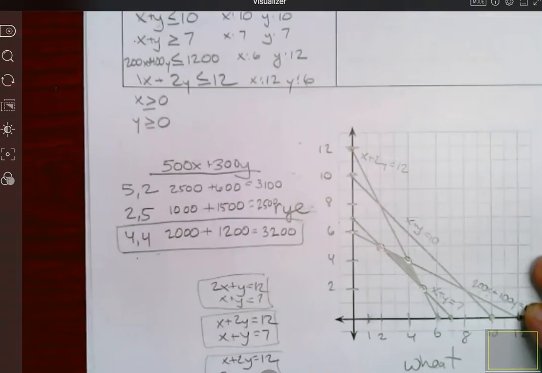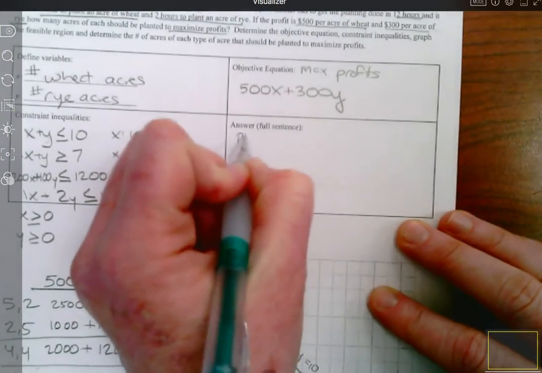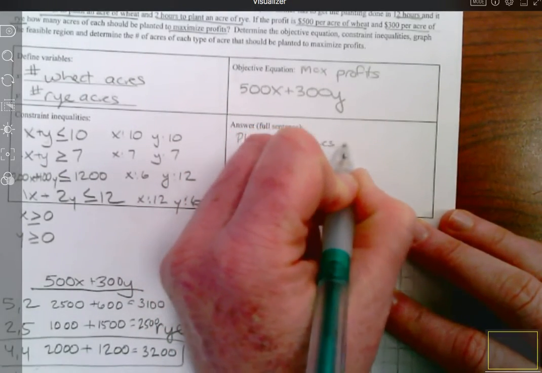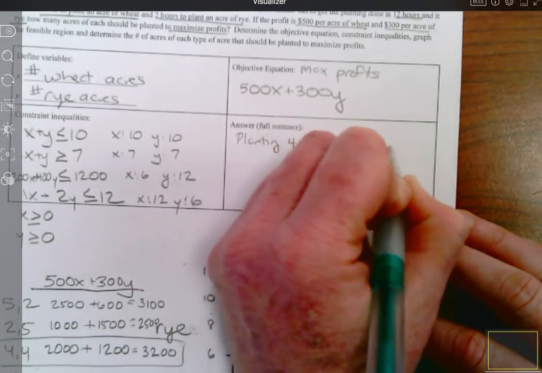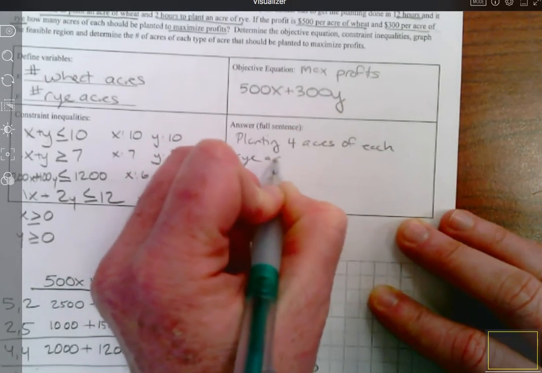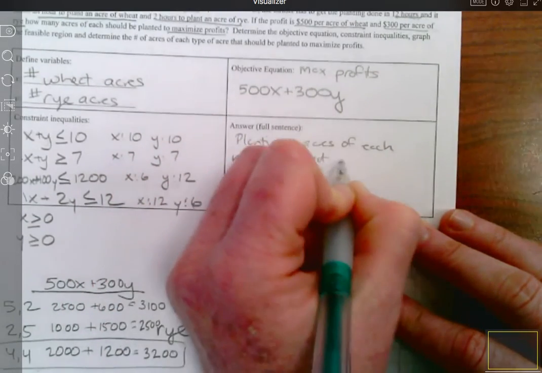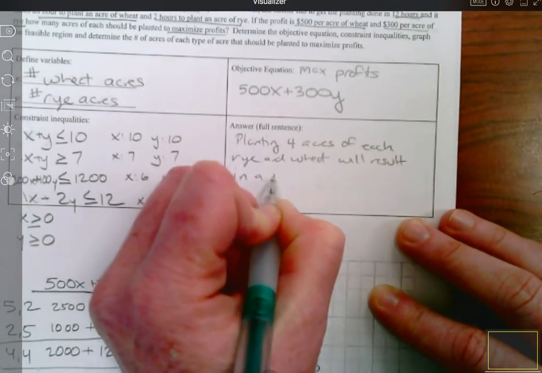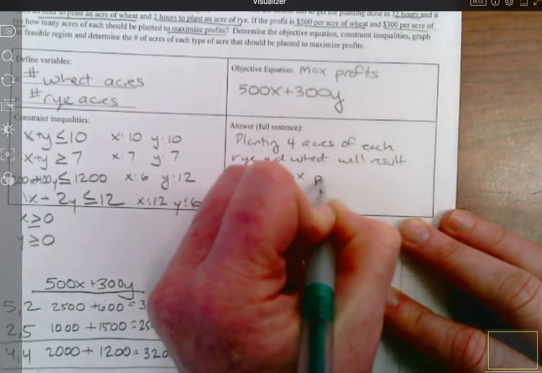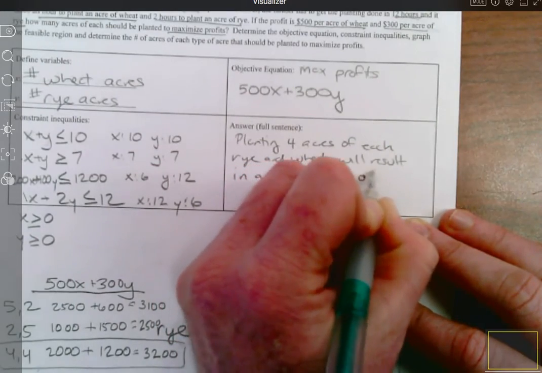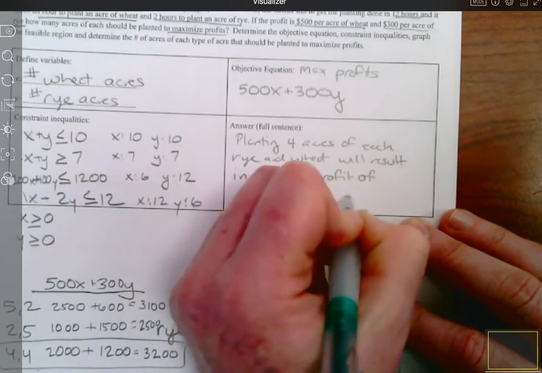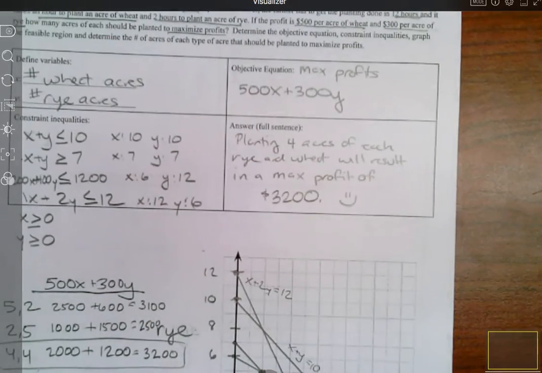So the answer is going to be planting 4 acres of each rye and wheat will result in a max profit of $3,200. Okay, done.